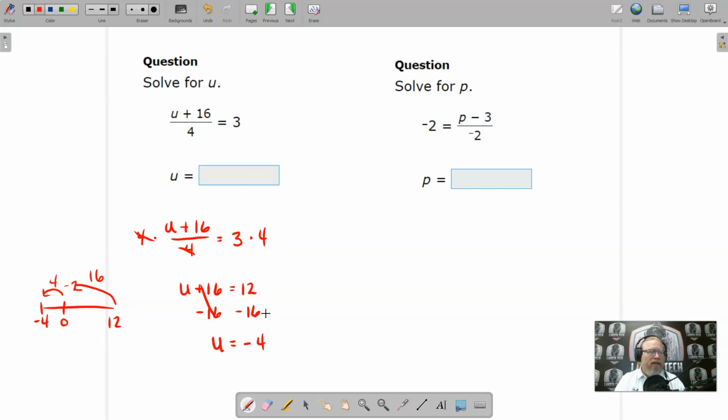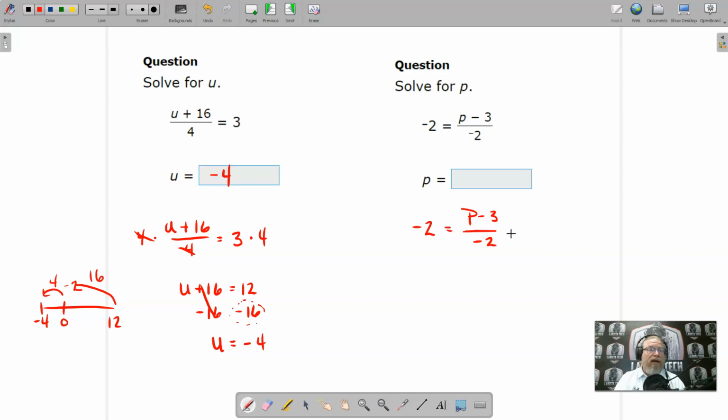Another way to look at that is 16 minus 12 is 4. The negative 16 has a greater absolute value, and it's negative, so our answer is going to be negative. So it's negative 4. All right, well, here we have another one. Negative 2 equals (p minus 3) over negative 2.